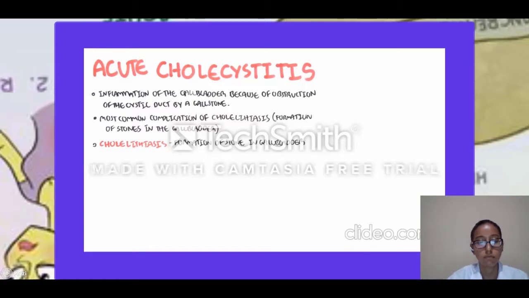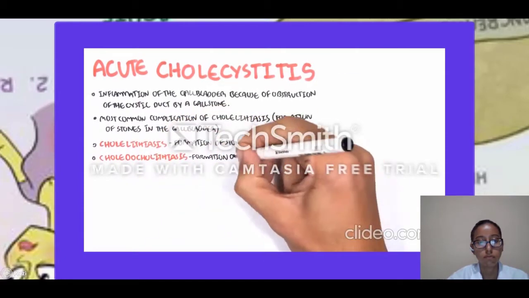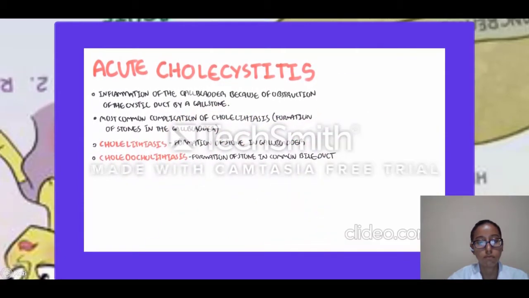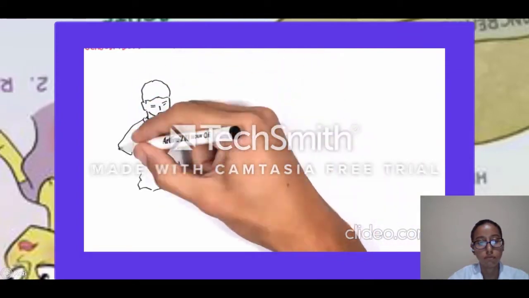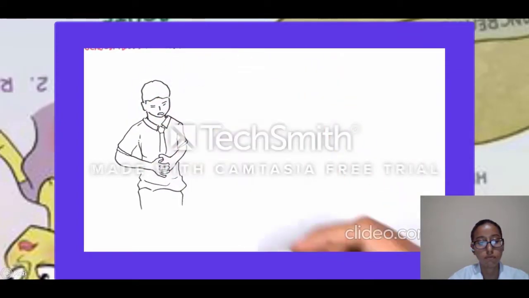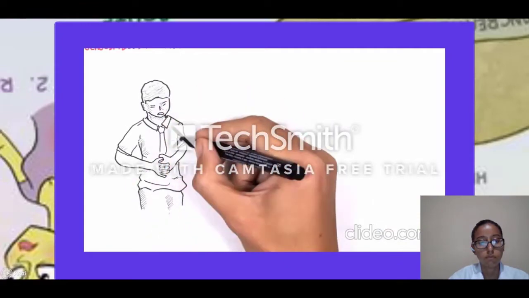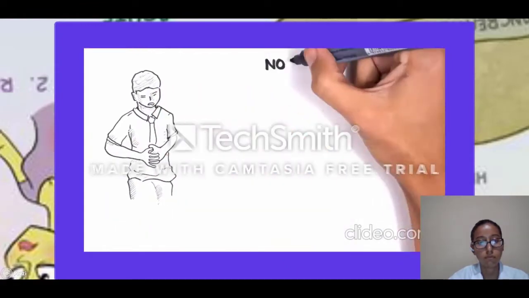The other terminology, choledocholithiasis, is formation of stones, gallstones, in the common bile duct. But we will not focus on that here. In this video, we will mainly focus on acute cholecystitis, but really, we will also talk about every other complication, and hopefully we can get our head around it together. So here is a guy with right upper quadrant pain of the abdomen.